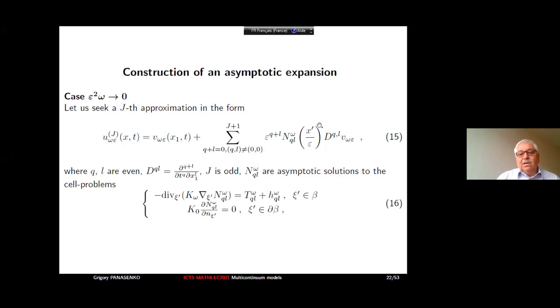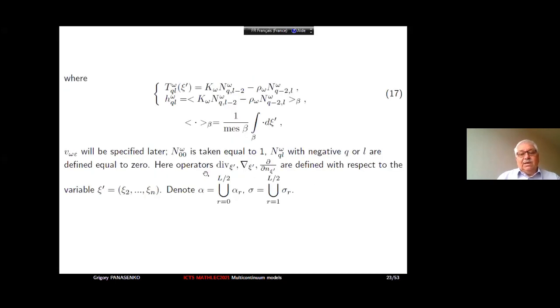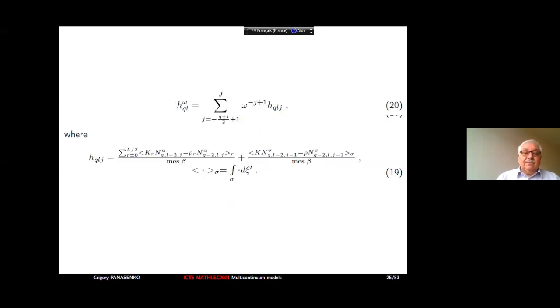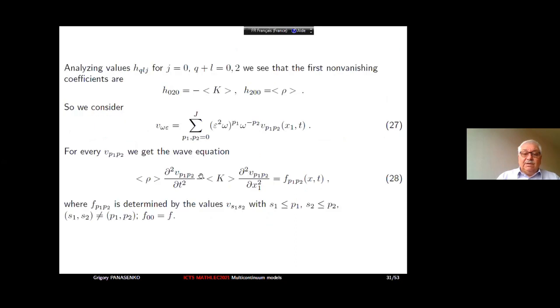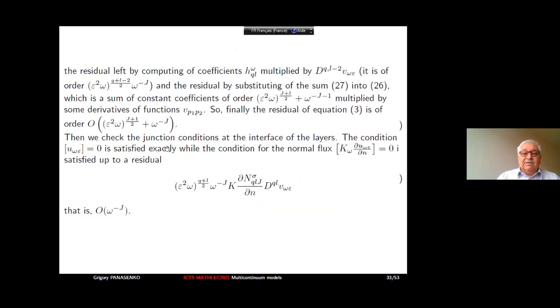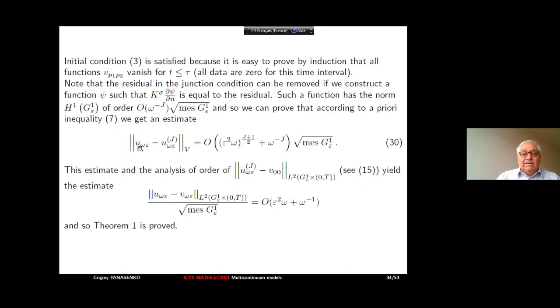You have to plug this ansatz into the equation, and you get several auxiliary problems independent of epsilon, that you have to solve. After this plugging, you obtain the right-hand side with a small remainder, and you need to evaluate this remainder. And then, if you want to evaluate the difference between the exact solution and the approximation, you apply the a priori estimate that we have cited in the very beginning.